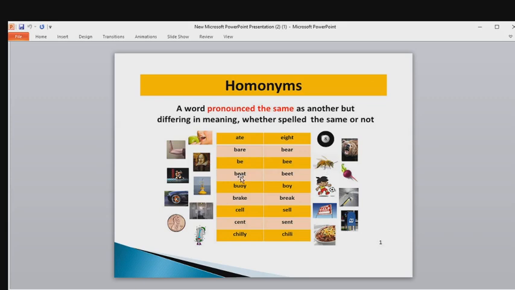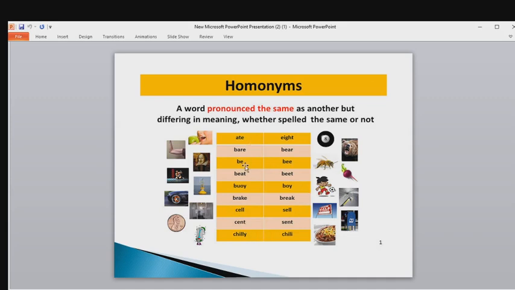And then beat, B-E-A-T, as in a man beating another person. Beet, B-E-E-T, it can be a vegetable, beetroot. Then buoy, B-U-O-Y, is a navigational mark, a floating navigational mark, which we can see in some sea or lake. And then boy means simply a boy playing with a football.